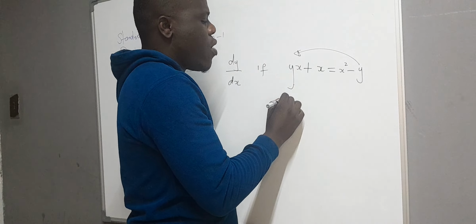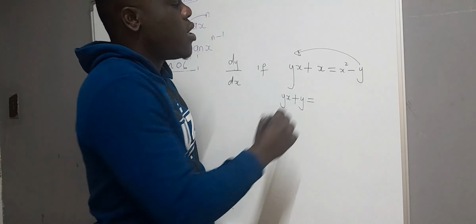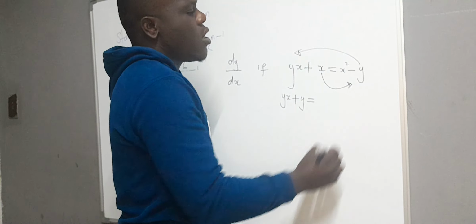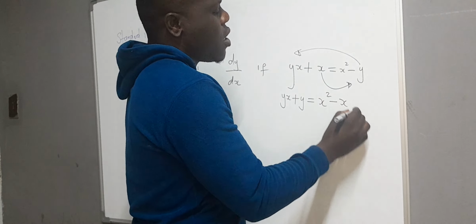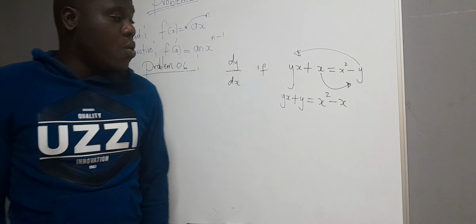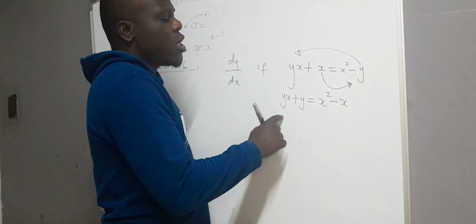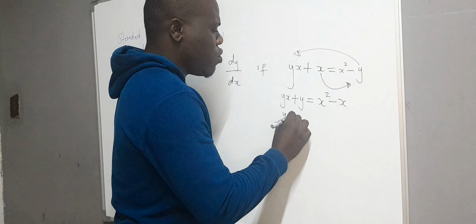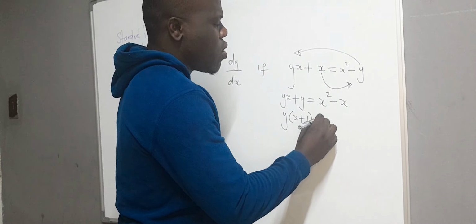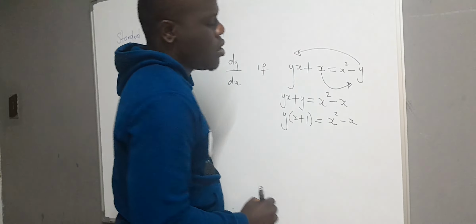Then you're going to have yx plus y equals to, and then you are going to transpose it to the other side. You are going to have x squared minus x. This is what you are going to get. And then what do you do after then? Then you are going to take out y as the common factor. Then you're going to say y into x plus 1 equals to x squared minus x.